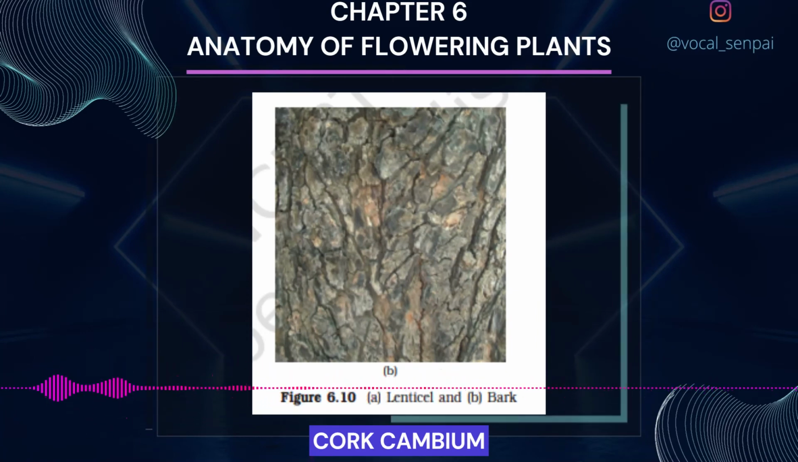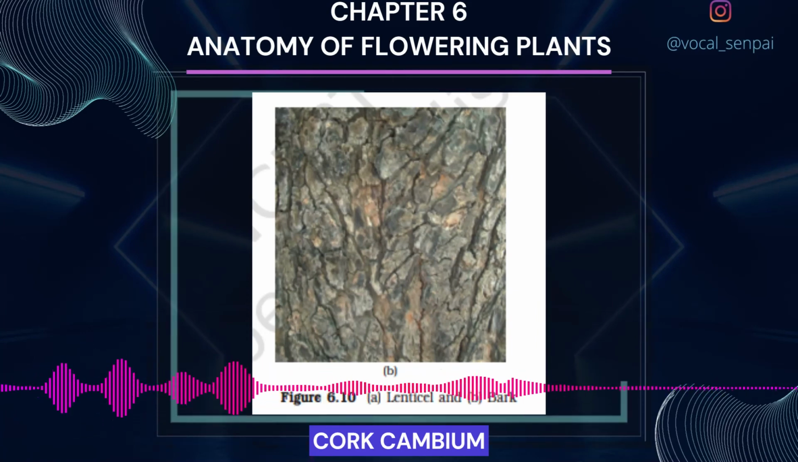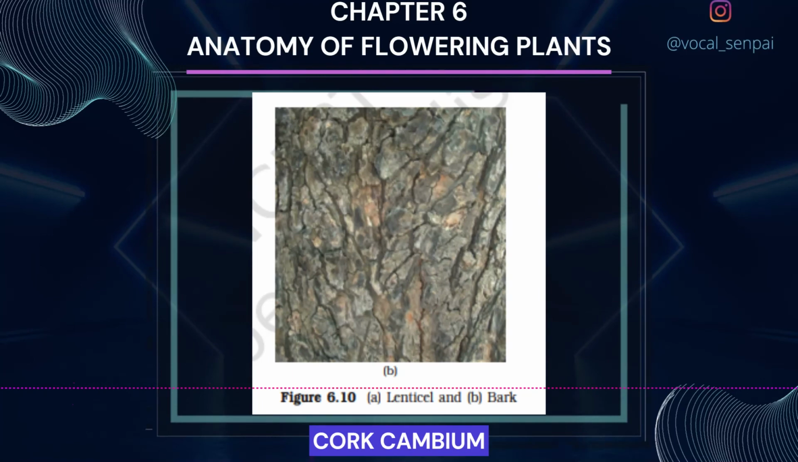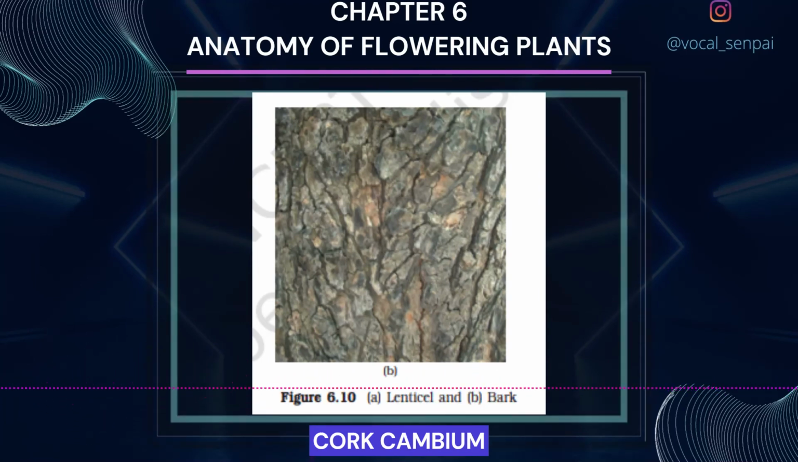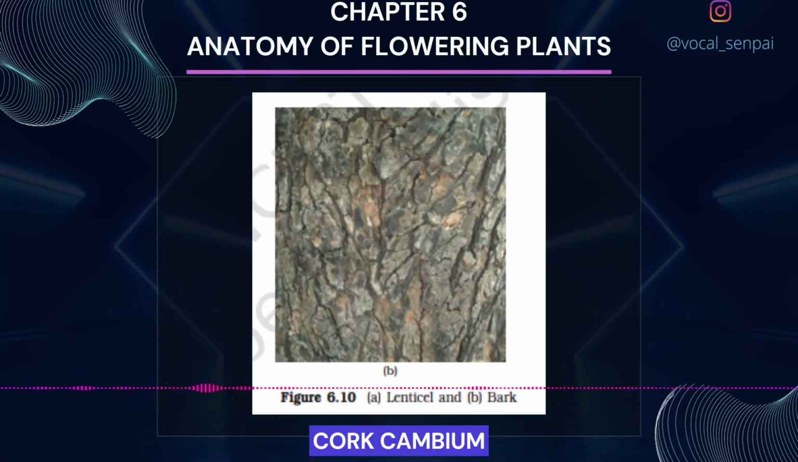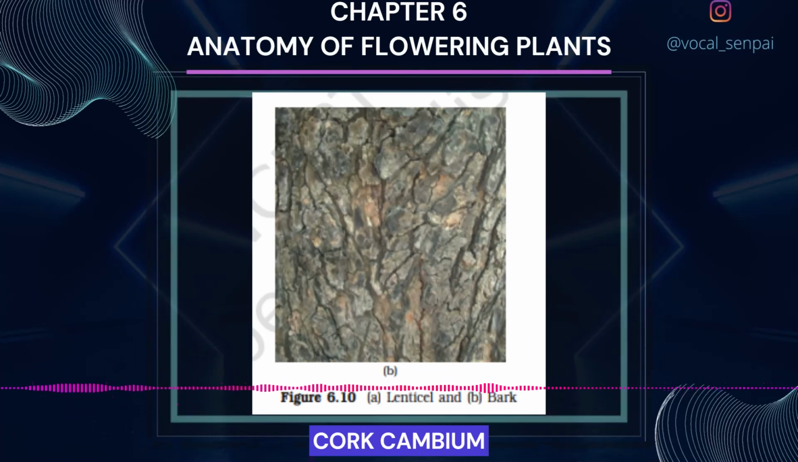Bark that is formed early in the season is called early or soft bark. Towards the end of the season, late or hard bark is formed. Name the various kinds of cell layers which constitute the bark.